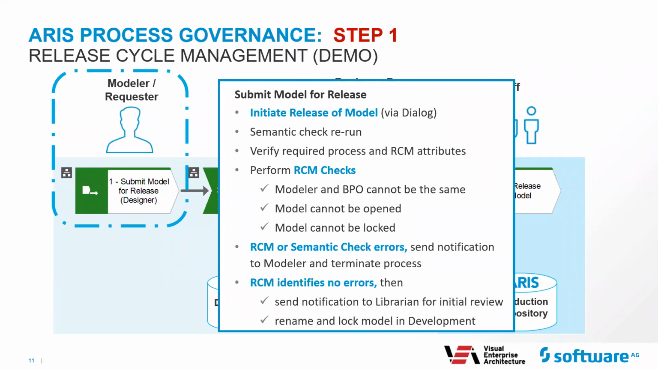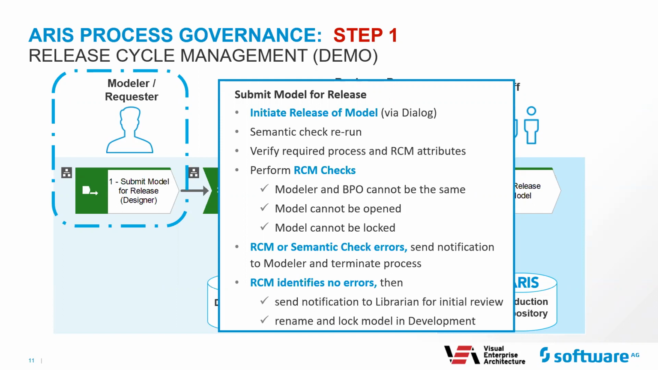Performs the RCM check. So this is a typical thing: the modeler and the business process owner cannot be the same person. The model cannot be open. The model cannot be locked. And there could be a whole litany of these based on customer requirements. If there are RCM or semantic check errors, we send a notification to the modeler and terminate the process. If RCM identifies no errors, then the librarian gets notified, and the model is renamed and locked in development.